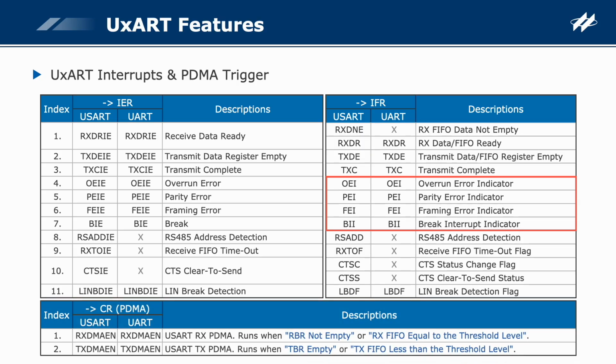The UART control register can enable the RX or TX PDMA function. Once enabled, the PDMA function will execute when the RBR is not empty, the RX FIFO is equal to the threshold level, the TBR is empty, or the TX FIFO is less than the threshold level.